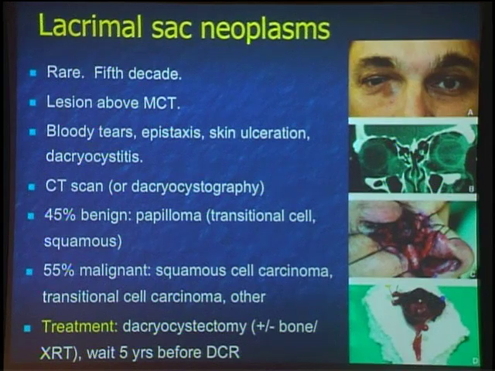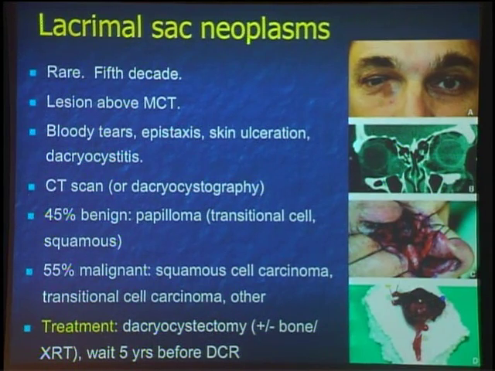So the last thing that we should talk about are lacrimal sac neoplasms. These are very rare. They usually happen in a slightly younger population, maybe in, I would say, the 5th to 6th decade. And again, the most important thing to remember is that it is a mass above the medial canthal tendon. Okay. They can present with bloody tears, bloody nose. They can have some skin ulceration overlying the area of the lacrimal sac.